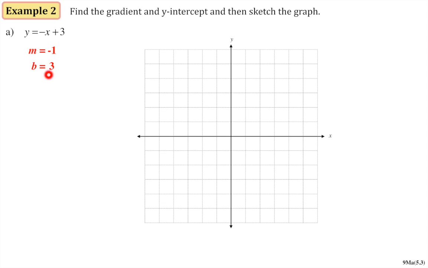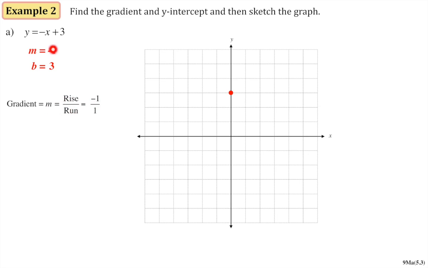Now, step 1. We need to plot on the y-axis where it touches, which is at 3. 1, 2, 3 up. So I'm going to plot it there. Step 2, let's have a look at this bit here. Now the gradient we know is rise over run. That's the formula for gradient, and there's the gradient there. The rise over the run is equal to -1.